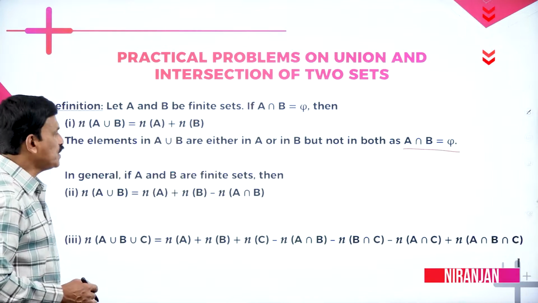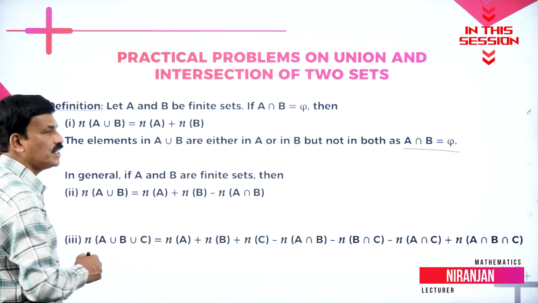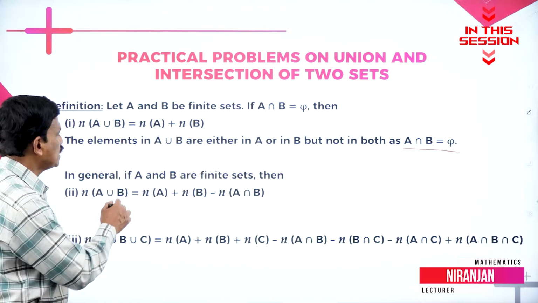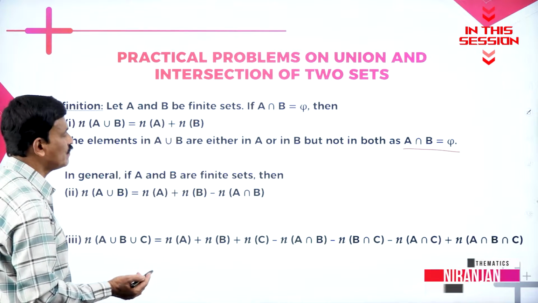In general, if A and B are any two finite sets, then we have N of A union B is equal to N of A plus N of B minus N of A intersection B.